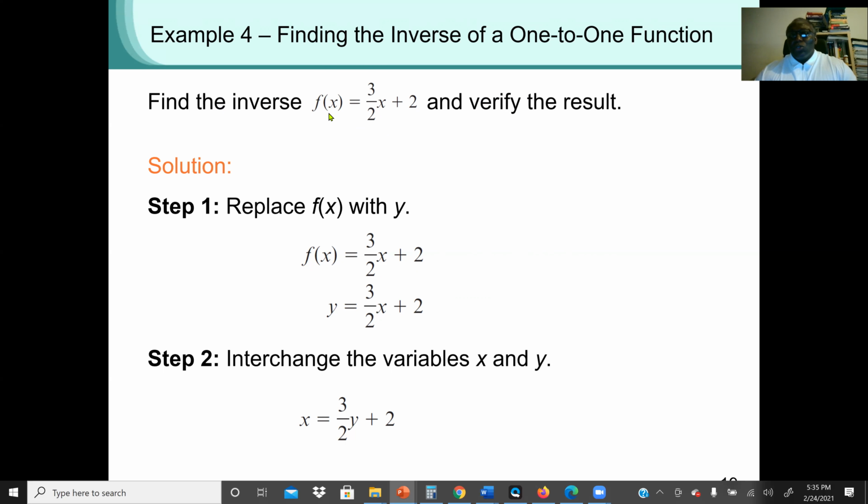So the first thing we're going to do here is replace f(x) with y. And that's what we have here: y equal to (3/2)x plus 2. Then anywhere we see y, we will replace it with x, and anywhere we see x, we will replace it with y. That's the inverse, and that's what we have here. So x equal to (3/2)y plus 2. Now we need to solve for y.